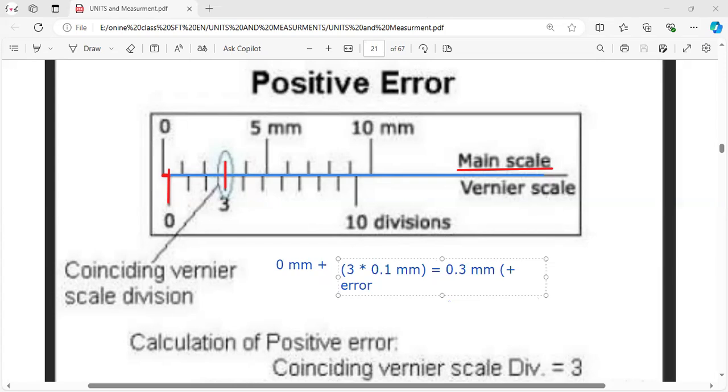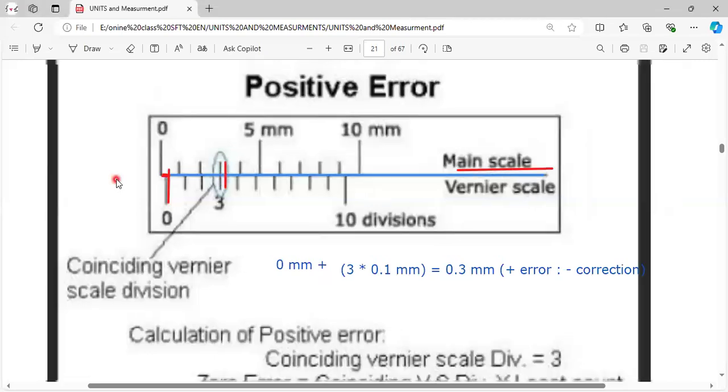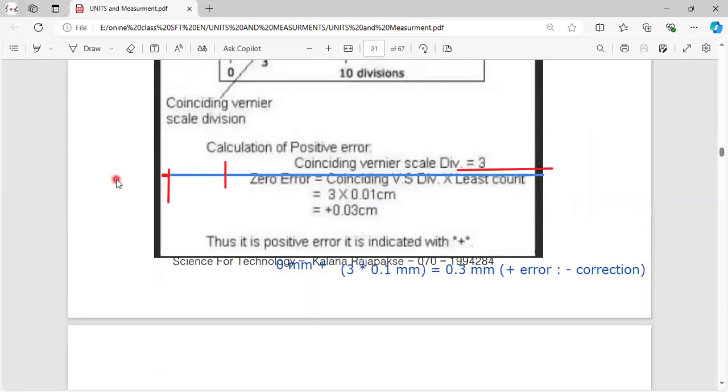But the correction is what? The correction is negative correction, which means once you get the reading, you have to subtract the 0.3 from whatever the reading you take. Right.